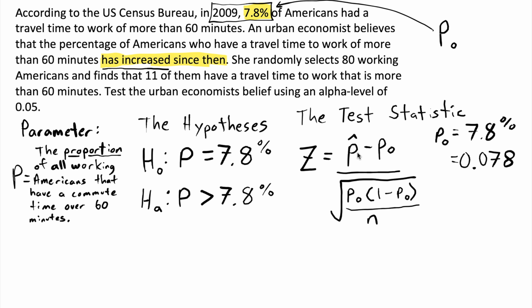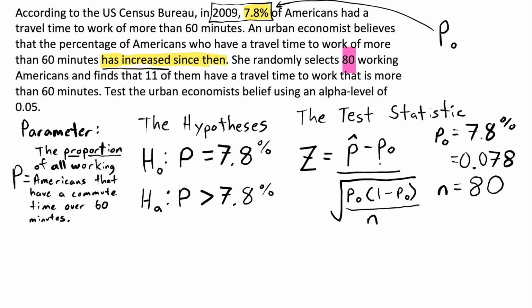So what else appears in here? We have n, that's our sample size. That's the number of individuals that were measured in this problem. And it's given to us right up here that she randomly selected 80 working Americans. Our sample size is 80.